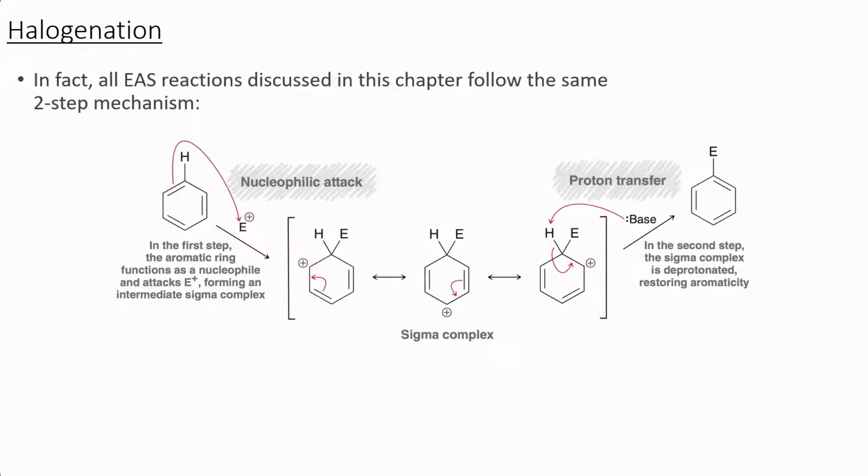First step, nucleophilic attack, form the sigma complex. Sigma complex is resonance stabilized. The carbocation can move all the way around the benzene ring, and then we finish the mechanism off with a proton transfer that leads to re-aromaticity.